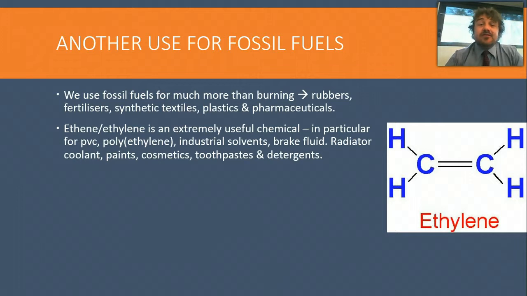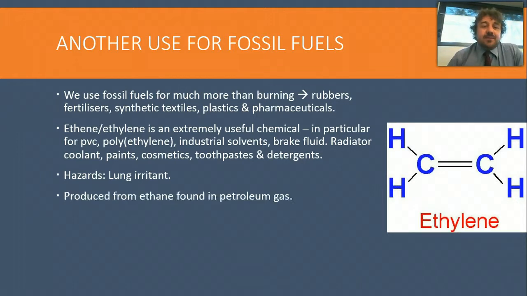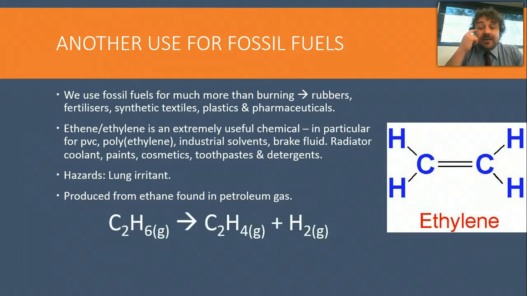Ethene or ethylene is an extremely useful chemical. You'll see it a lot in PVC, polyethylene, industrial solvents when you move on further in life, brake fluid, radiator coolants, paints, cosmetics, toothpaste, detergents, and so forth. It is a lung irritant if you breathe it in, but that's the main hazard. It is produced from ethane found in petroleum gas, and here is the chemical process. We crack ethane into ethylene and hydrogen gas, with a delta symbol for energy.